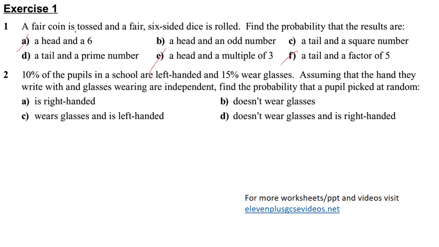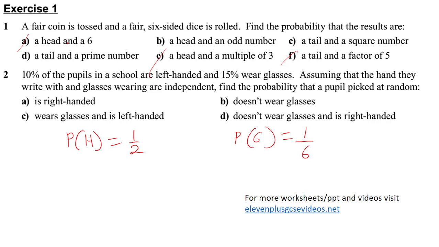Now, a fair coin is tossed and a fair 6-sided dice is rolled. Find the probability that the results are a head and a 6. The chance of a coin landing on a head is 1 out of 2, because there are 2 chances, head or tail, and one of them is a head. The chance that a 6-sided dice is going to show a 6 is 1 over 6, because it's a fair dice. It's 1 out of 6 chances.